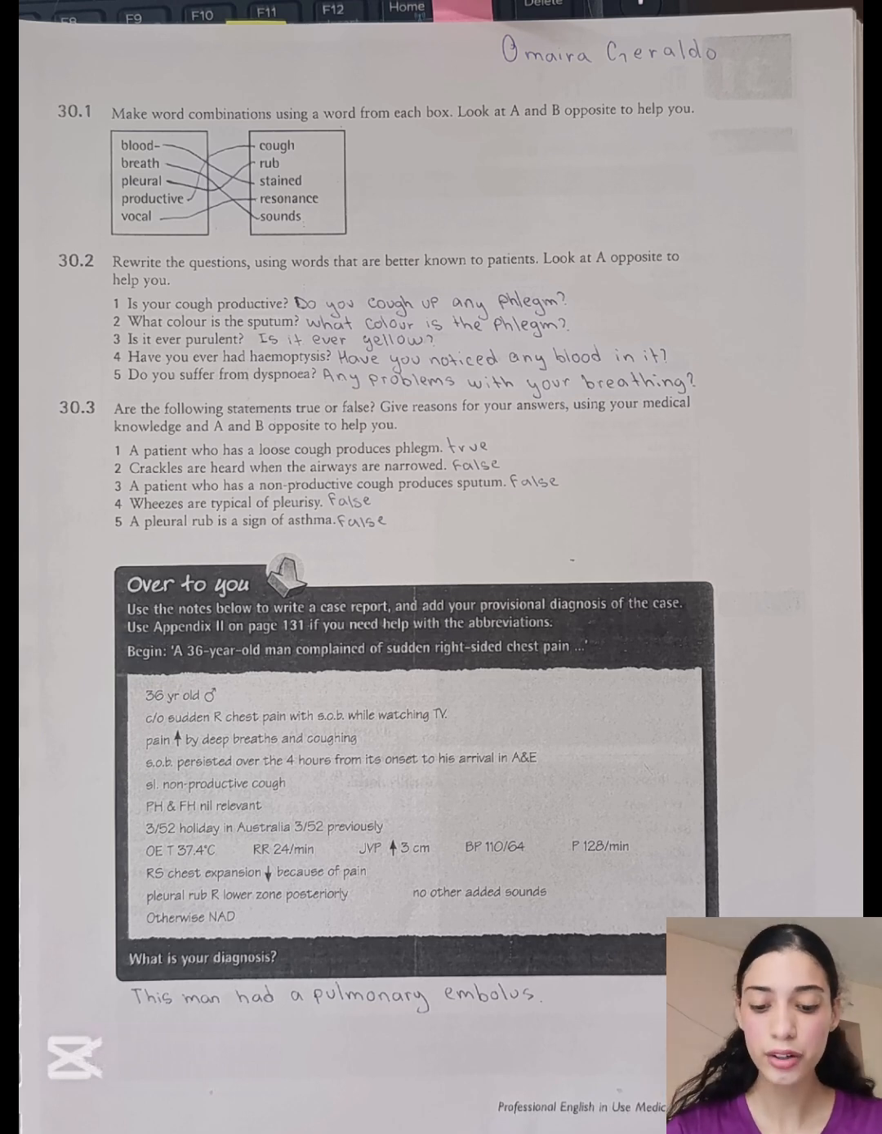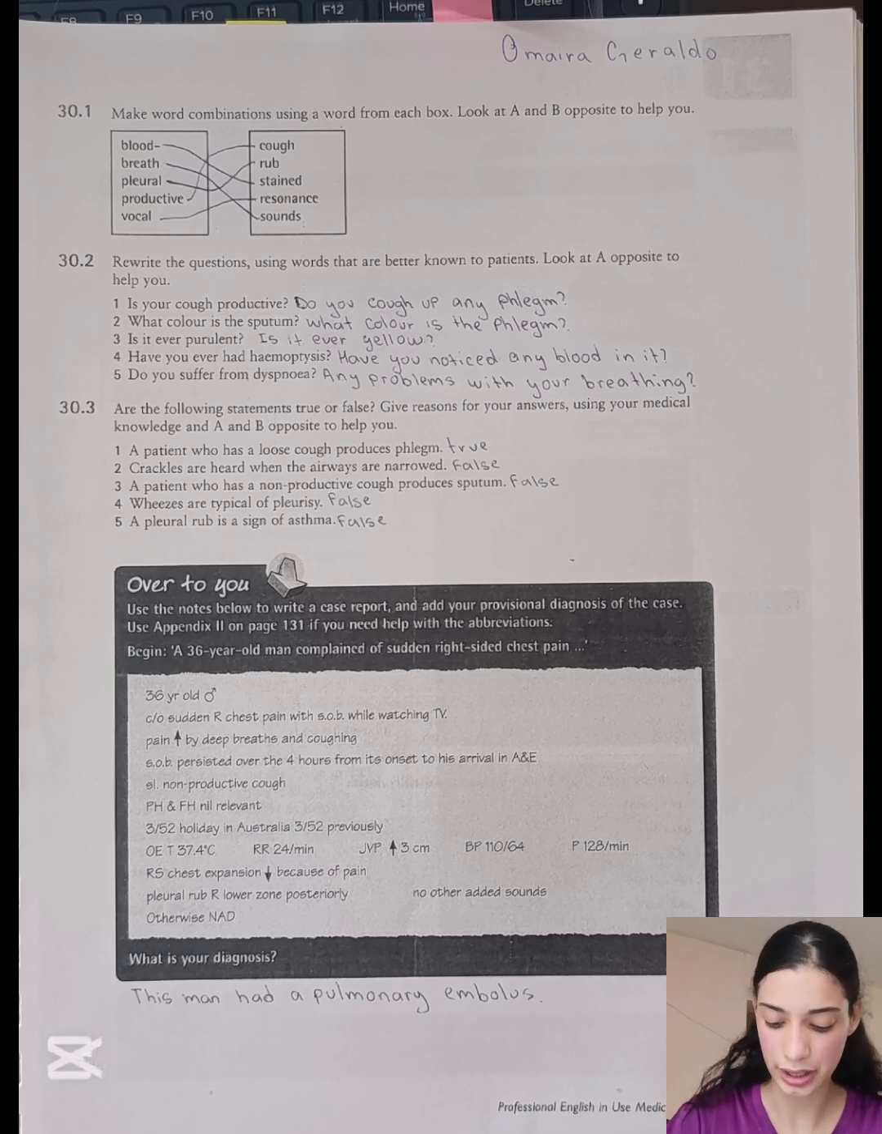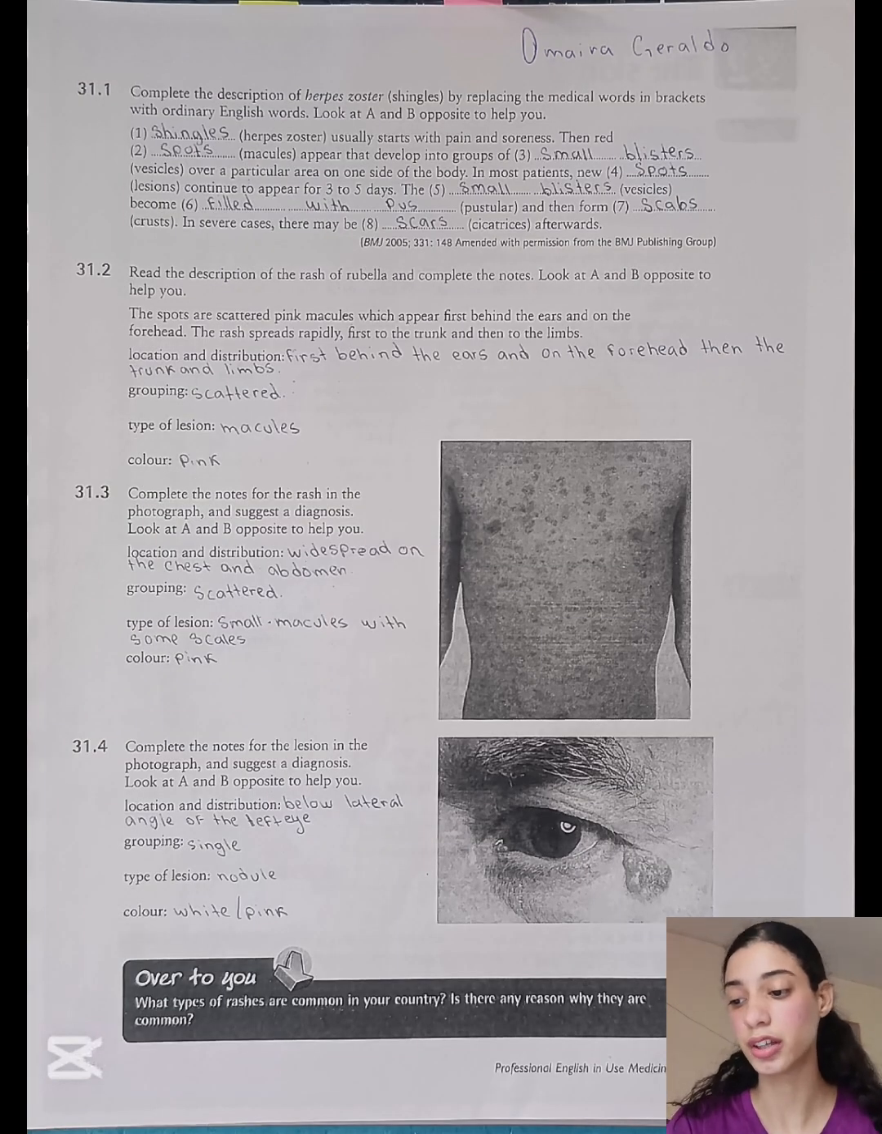30.3. Are the following statements true or false? 1. A patient who has a loose cough produces phlegm. True. Crackles are heard when the airways are narrowed. False. A patient who has a non-productive cough produces sputum. False. Wheezes are typical of pleurisy. False. A pleural rub is a sign of asthma. False.